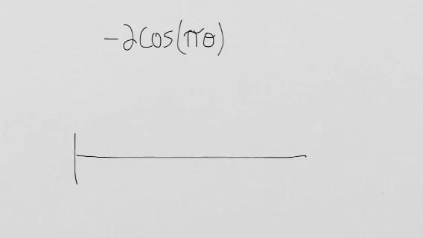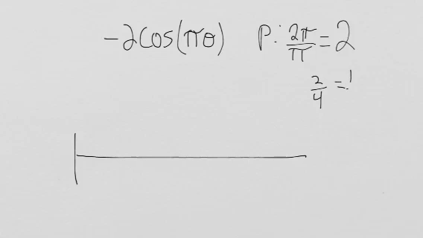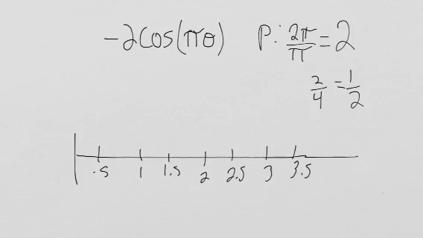Okay, negative 2 cosine pi theta. So we have a frequency of pi, mixing it up a little bit. So then our period is going to be 2 pi divided by the frequency, which is pi, which means our period is 2, which means our tick marks are going to be 2 over 4, which is 1/2, right? So I'll write that as 0.5. So our first tick mark, 0.5. Second tick mark is 1. Third tick mark, 1.5. 2, 2.5. 3, 3.5. 4.